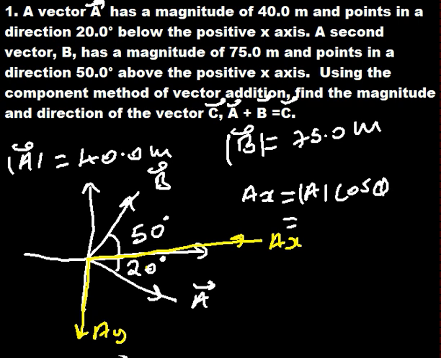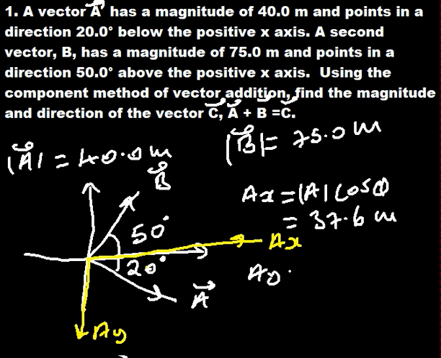Now, since it is pointing towards the positive direction, this component will be a positive component. So what is the magnitude of vector A? We have 40 times cos of angle 20, which will be given as 37.6. So we have 37.6 meters. That is the x component of vector A.